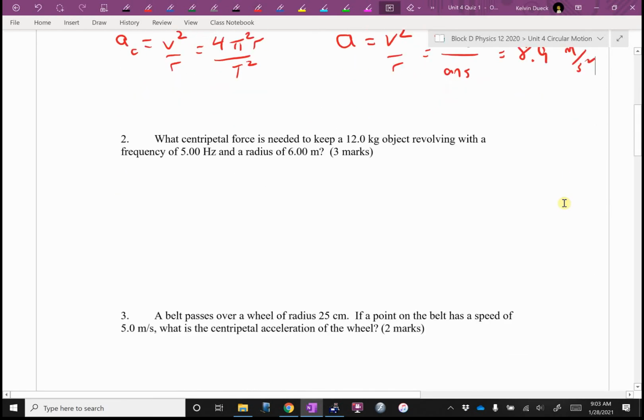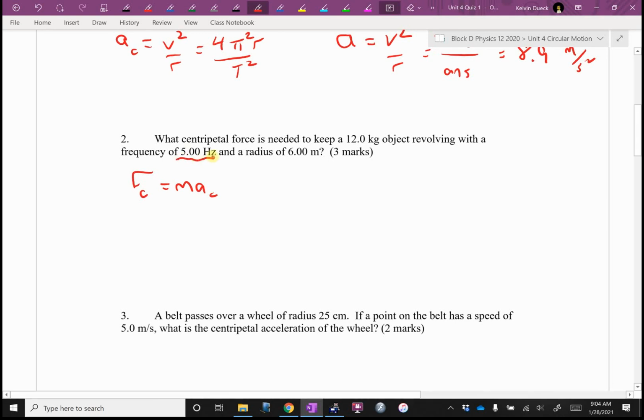Number 2. What's number 2 wanting me to find? It just wants me to find FC. That's going to be MAC. No winner minus zero. This is the equivalent of find the net force. A net force. F equals MA, except you're moving in a circle. F equals MAC. Which version of A am I going to use?